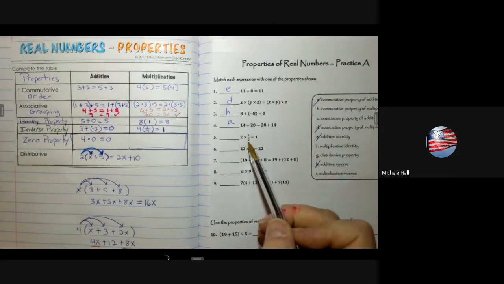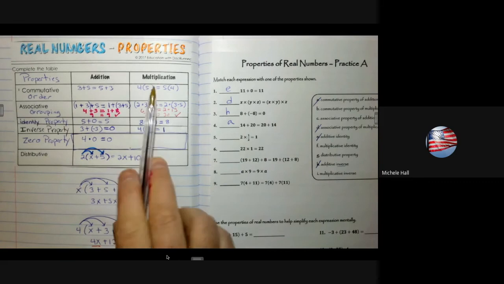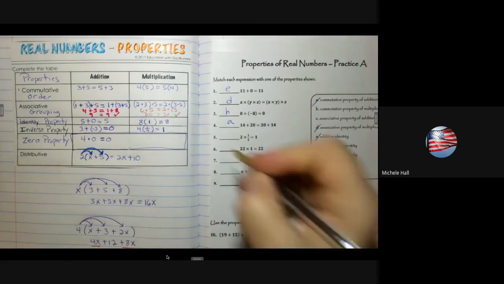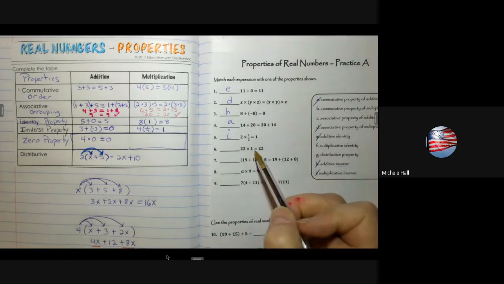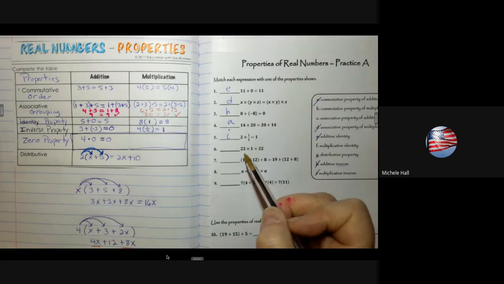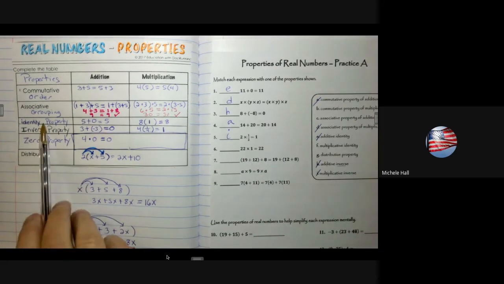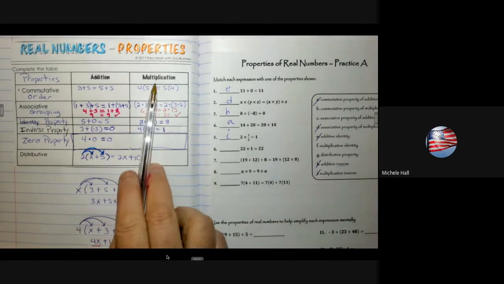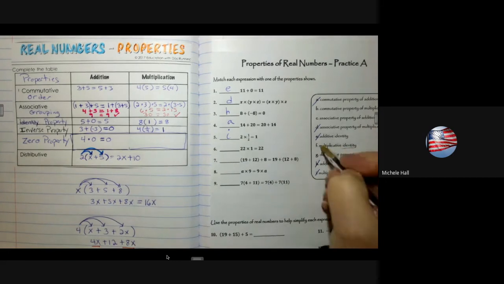2 times the reciprocal of 2. 2 times a half equals 1. That would be the inverse property of multiplication. 22 times 1 equals 22. I started with 22 and I got 22 back. Multiplying by 1 is the identity property of multiplication.